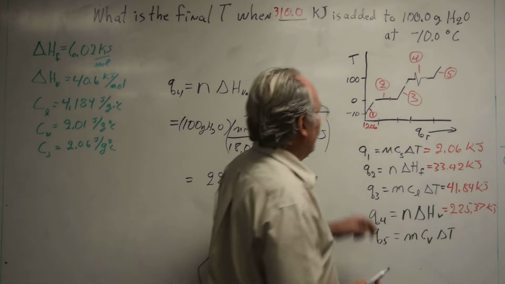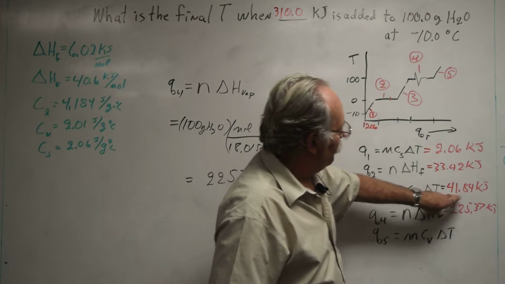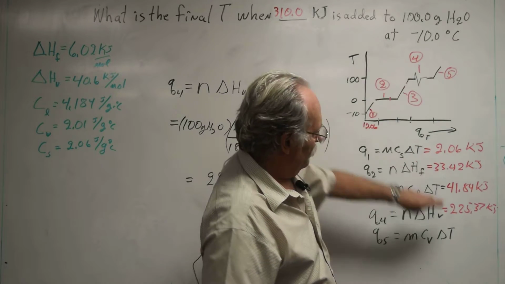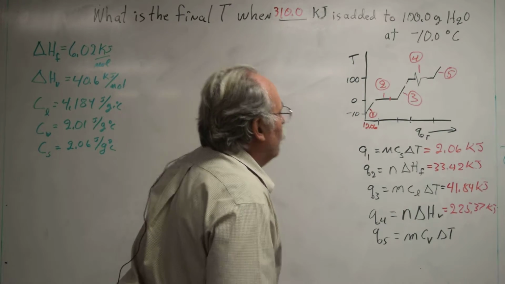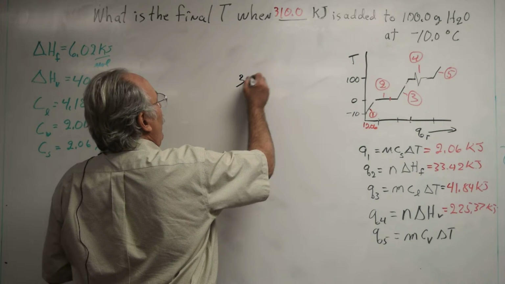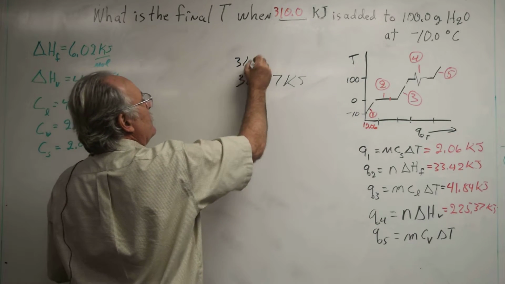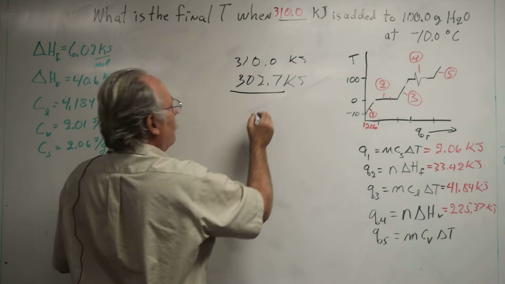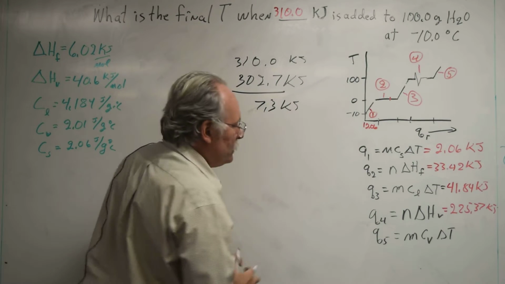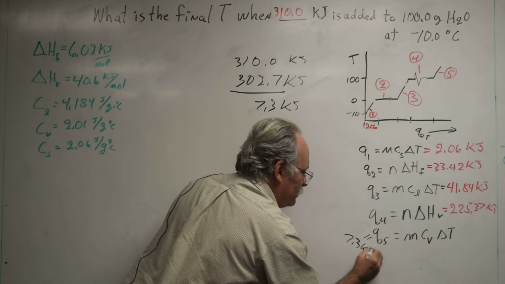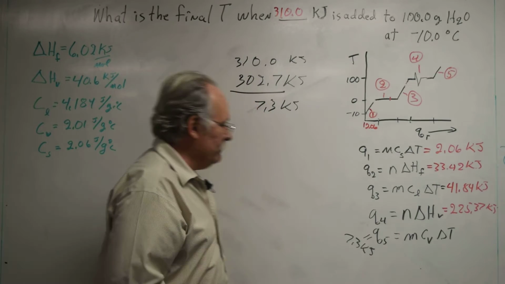Okay? So it takes 225.37 kilojoules. Now, if I add the 2.06, the amount to bring it to the freezing point, the 33.42, the amount to melt it, the 41.84, the amount to bring it to the boiling point, and the 225.37, the amount to boil it all, I get 302.69, we'll call it 302.7 kilojoules. So all of this energy combined is 302.7. I added 310.0 kilojoules, so I have 7.3 kilojoules left over. So my Q5 is 7.3 kilojoules. That is, after I brought it from the minus 10 up to 100 and boiled all the water, I still had 7.3 kilojoules left over.